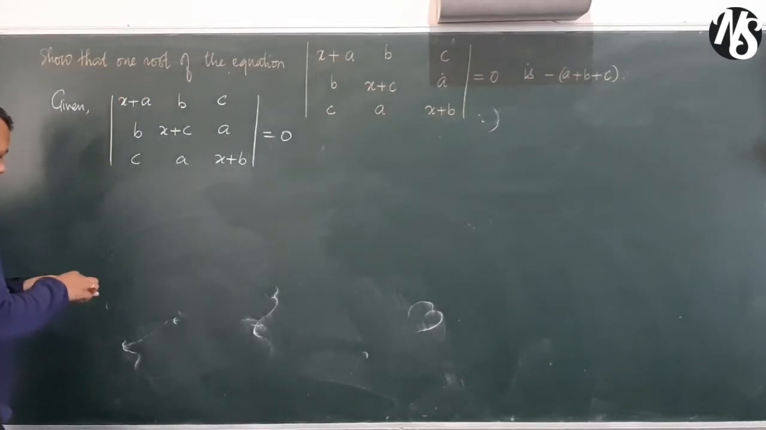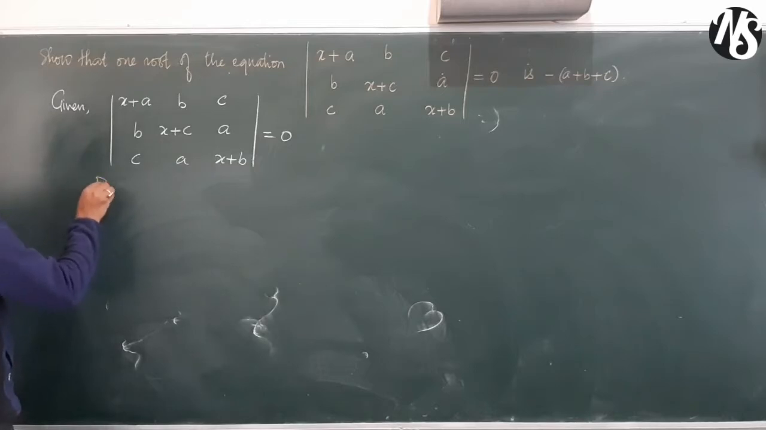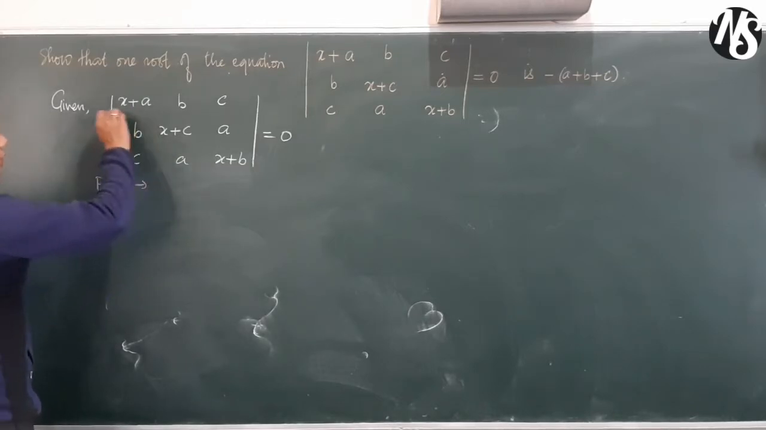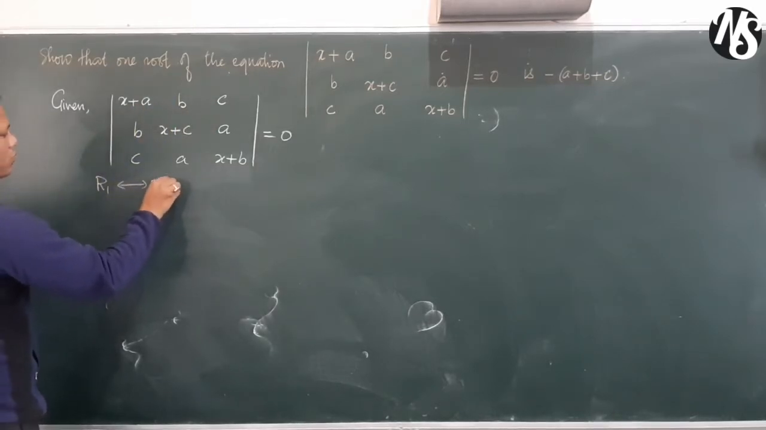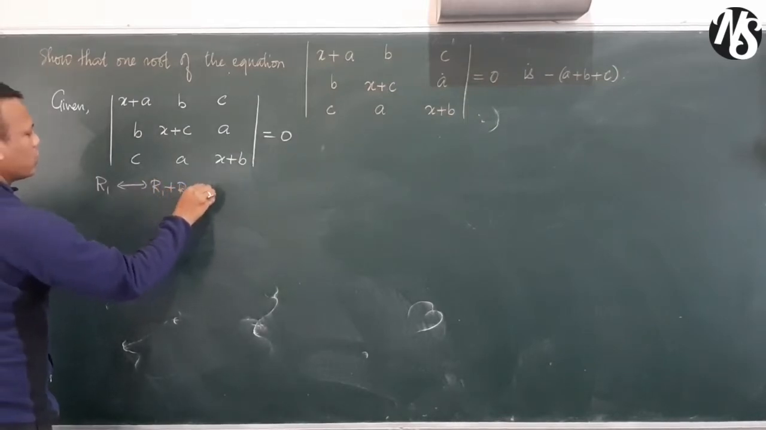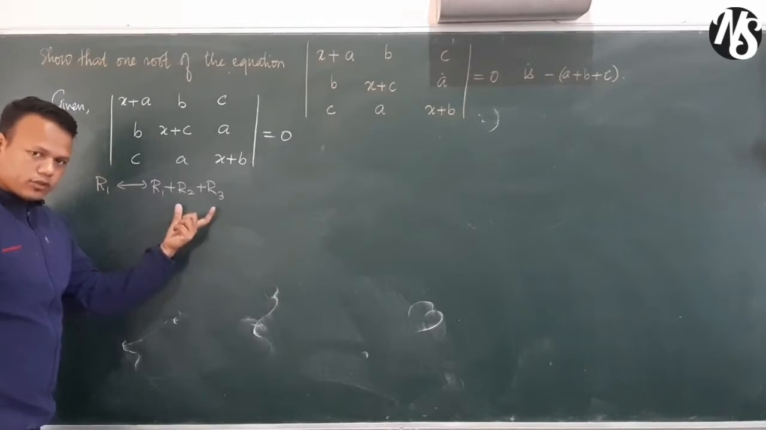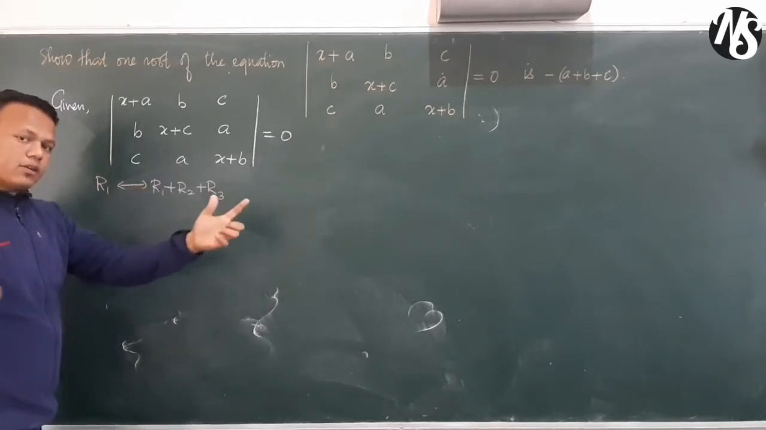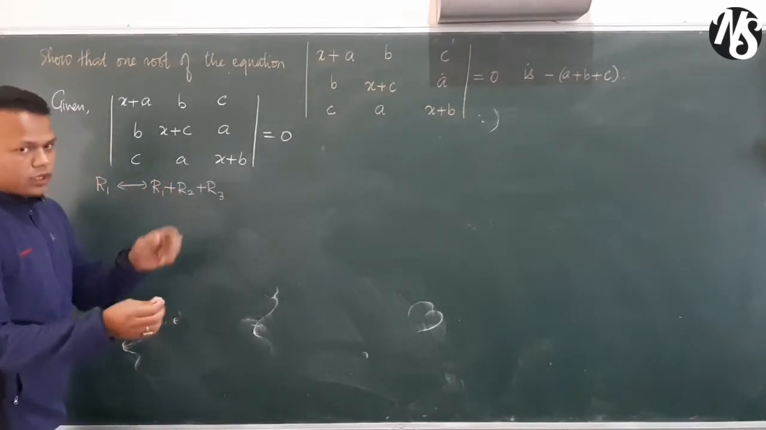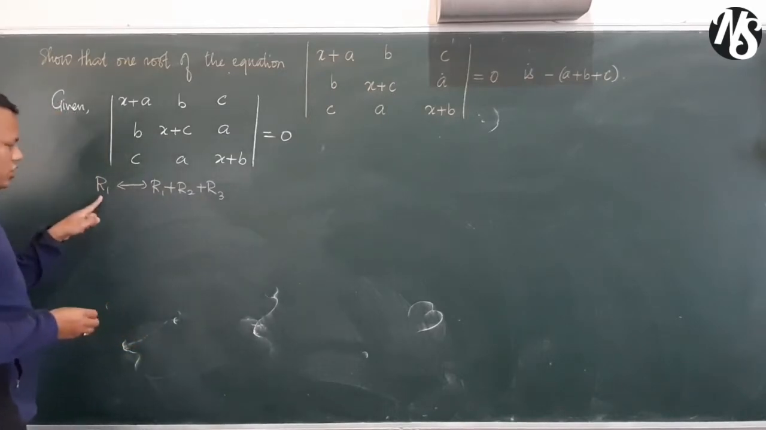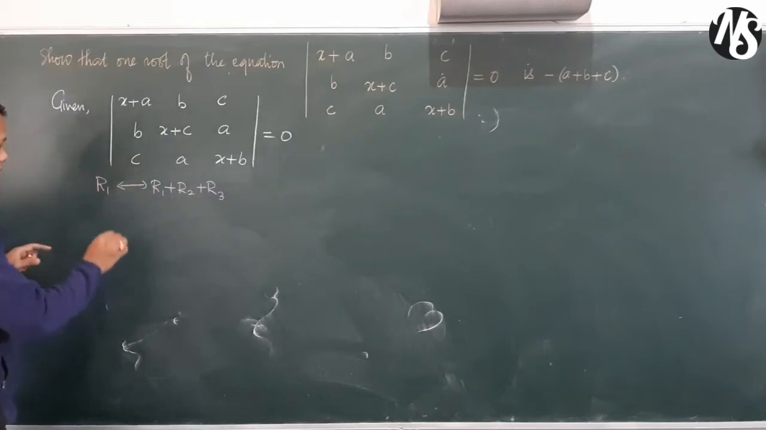Here I'm going to write row 1 as row 1 plus row 2 plus row 3. Now this is also allowed in case of a determinant. You can add up all the rows or all the columns. So basically you are changing only row 1. Remember, you are not changing row 2 and row 3, so let me keep them as they are.